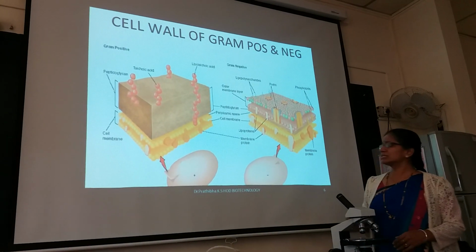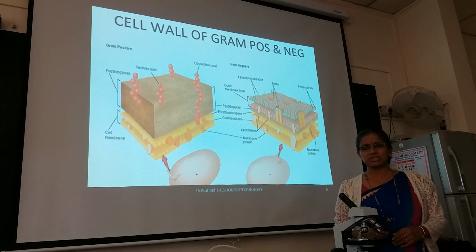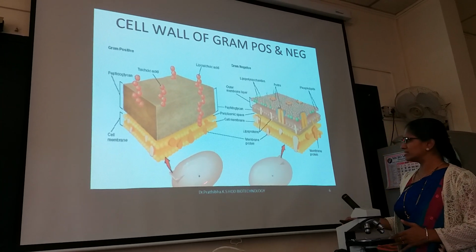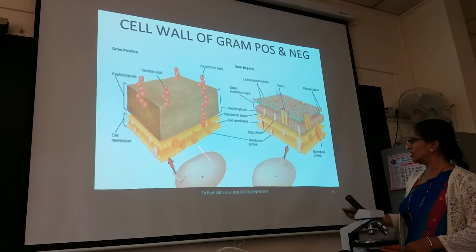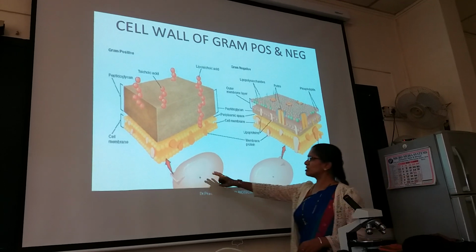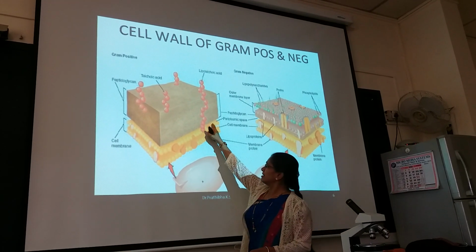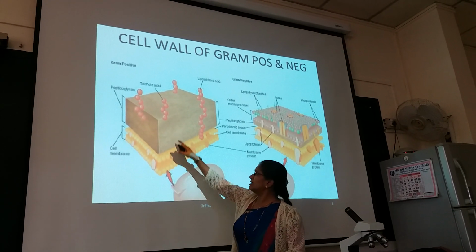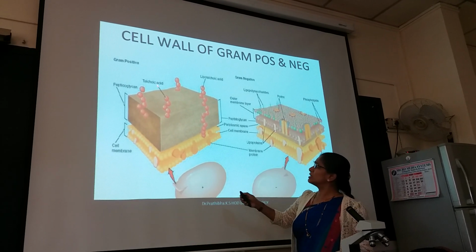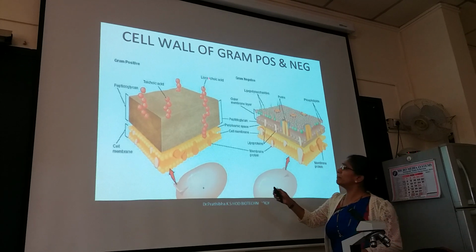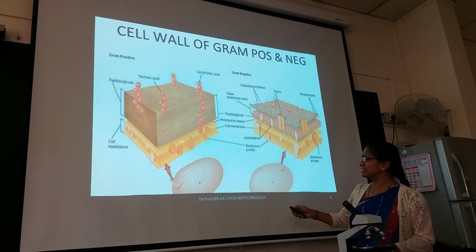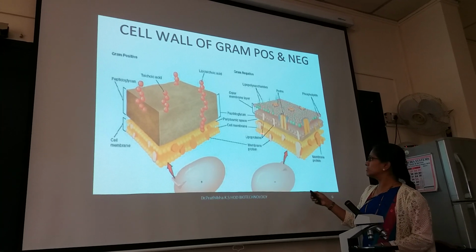Now let us go through the pictorial representation of the gram-positive and gram-negative bacteria. As you can see, this is the gram-positive bacterial cell wall and this is the gram-negative bacterial cell wall. In the gram-positive cell wall, you can see the thick peptidoglycan layer, where you can also see the teichoic acid and lipoteichoic acid. And as usual, you get the cell membrane in both gram-positive and gram-negative.